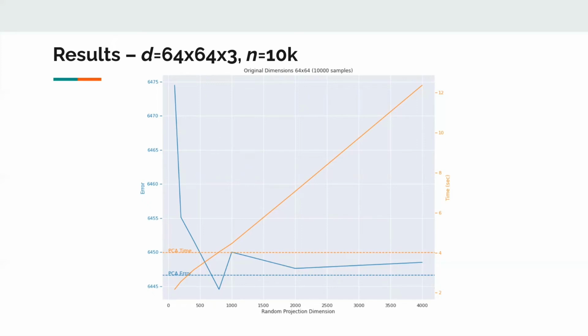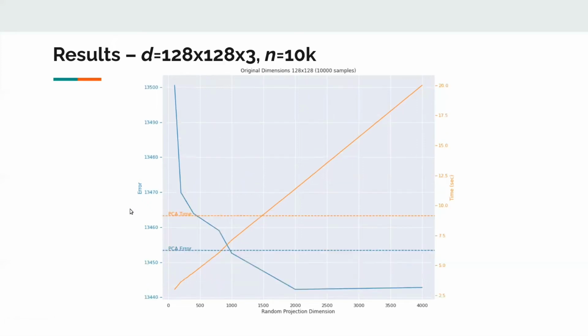Of course, at 800 dimension, we see very good results from random projection, but as I said before, we consider that point as an irregularity. Let's increase the original dimension and see if something changes. Here, the height of the images is increased to 128.